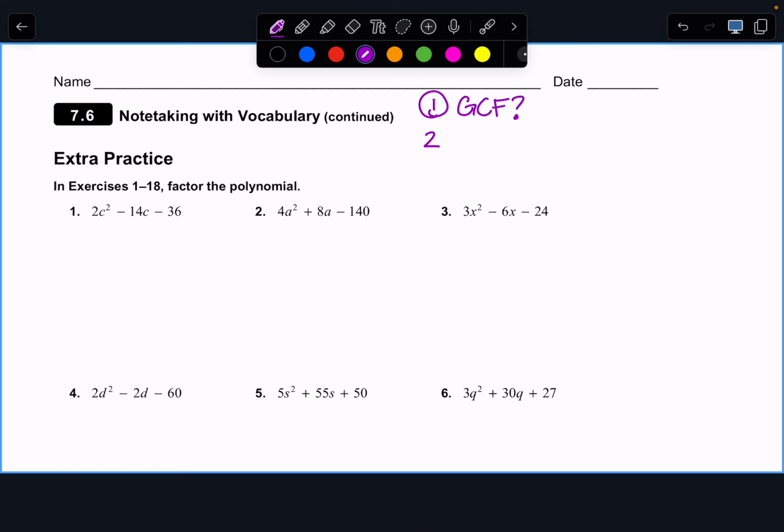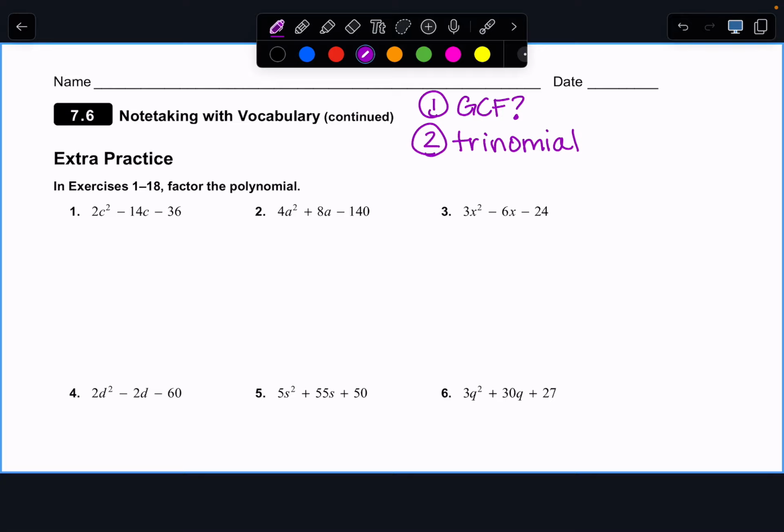After you look for a GCF, then you need to look at the trinomial and see if you can factor it. Remember, trinomial means 3 terms. And we spent the past 2 days getting really good at factoring trinomials with a leading coefficient of 1.